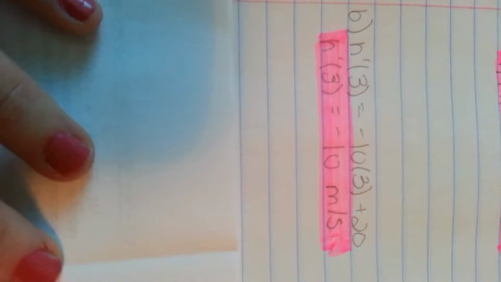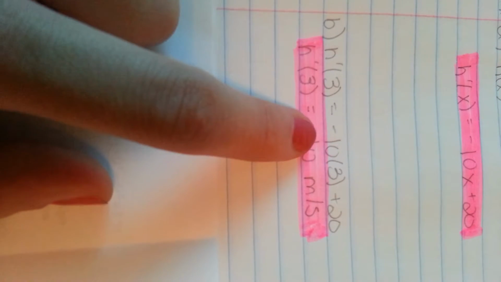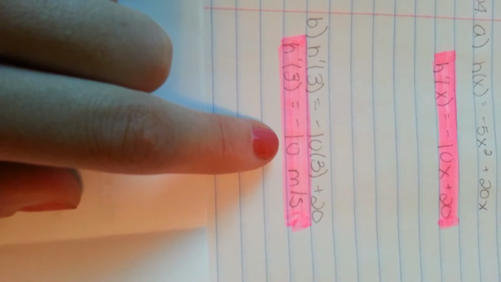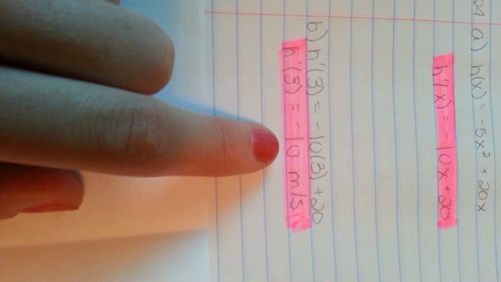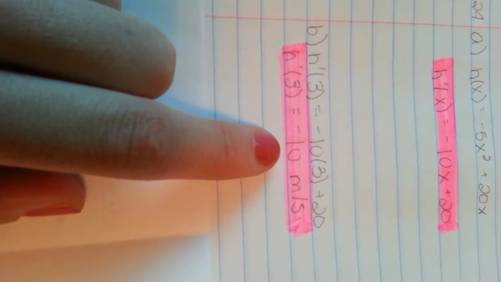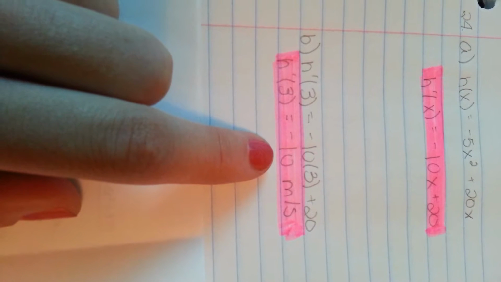For B, they were asking how fast the book was going at time x equals 3, and was it traveling up or down. So I plugged in 3 to the derivative function, which I got negative 10 times 3 plus 20, so I got negative 10 meters per second. The book was going down at x equals 3 because the velocity was negative, and I got the velocity of negative 10 meters per second. So the height at h of x was decreasing.